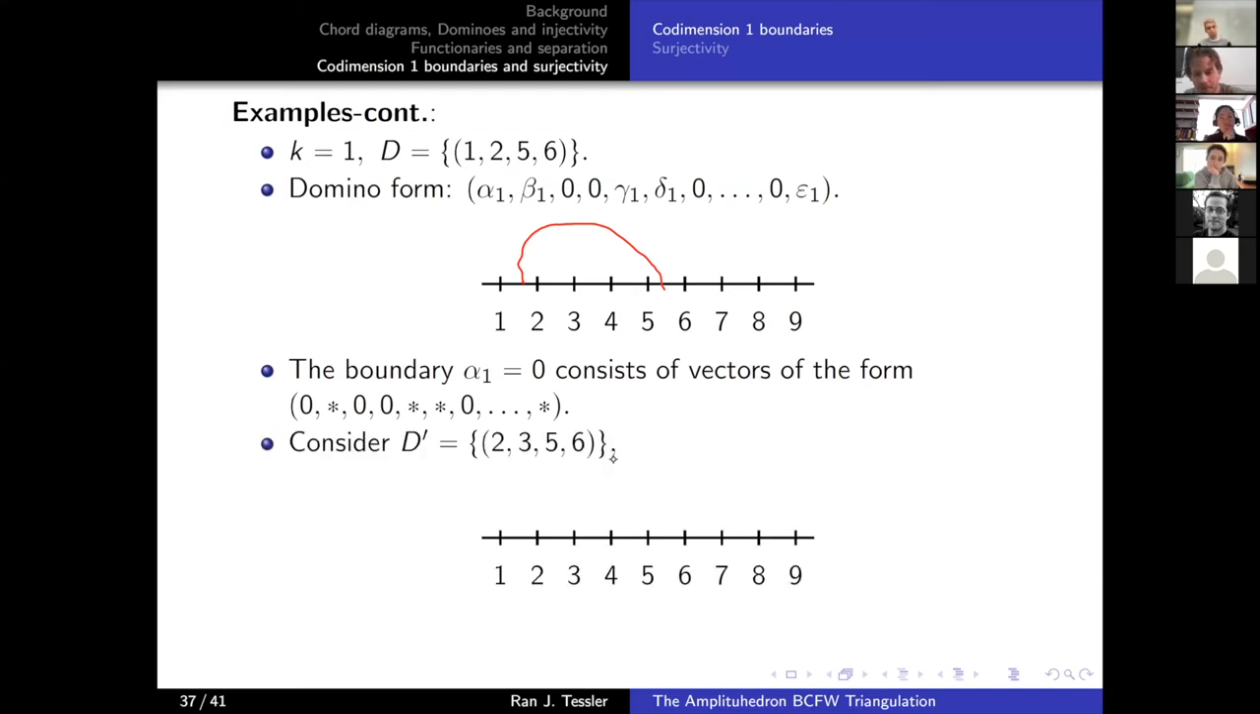So now consider D prime, which is this cell. Okay, so it is rather similar. In both cases, we have a single chord. It has the same head, but not the same tail. The tail is shifted by one. And really, the beta one boundary of this cell just equals the alpha one boundary of the previous cell. That's the simplest example of shift that we may have. Now I will show a slightly more complicated shift, but it's not the most complicated shift.